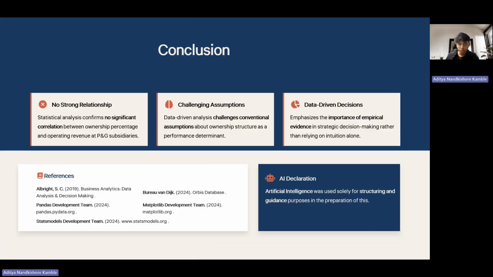So this is my conclusion. The analysis shows no significant relationship between ownership percentage and revenue. Therefore, we cannot reject the null hypothesis. This study highlights the importance of using data-driven insight to challenge assumptions and support better strategic decisions.